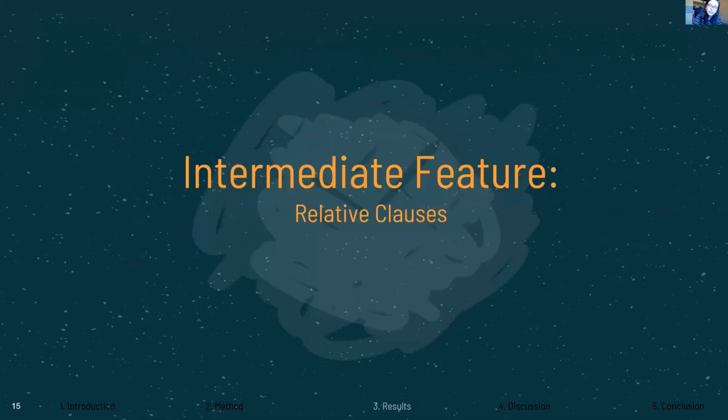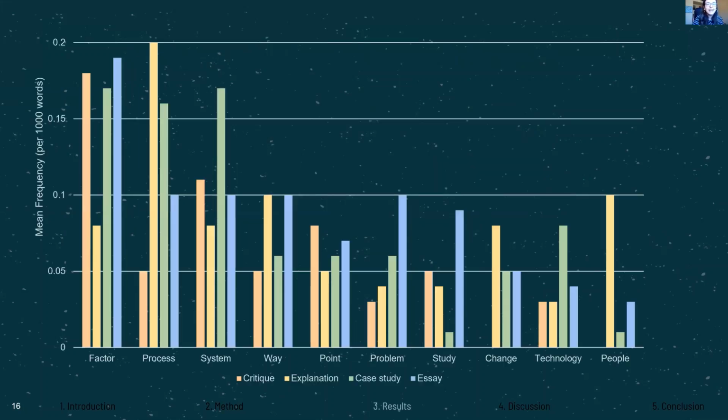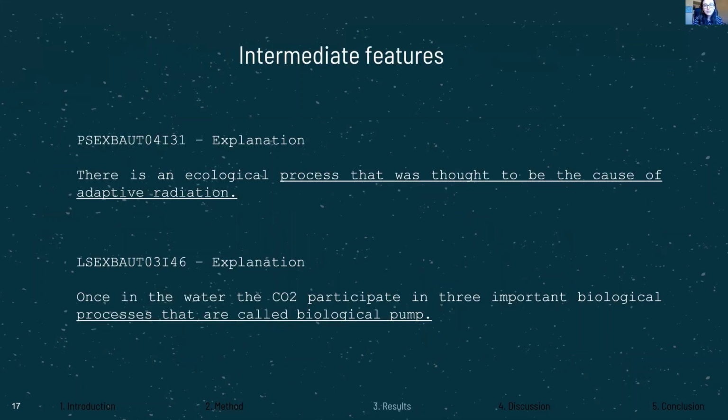So for the relative clauses, I'm going to show you the most frequent nouns that control relative clauses across registers. And we can see that factor is the most frequent noun across almost all registers with the exception of explanation, where process is the most frequent noun controlling a relative clause. And I want to show you some examples to explain that.